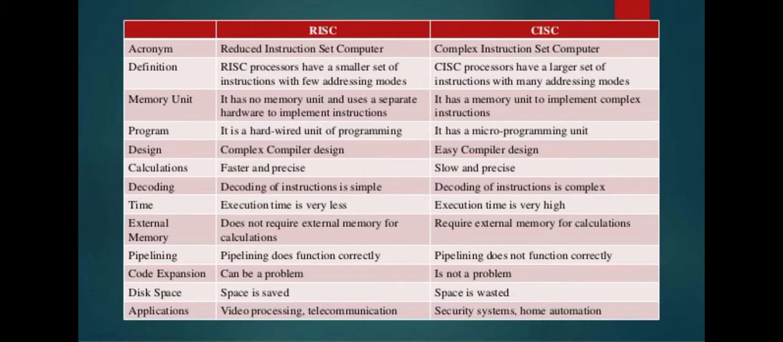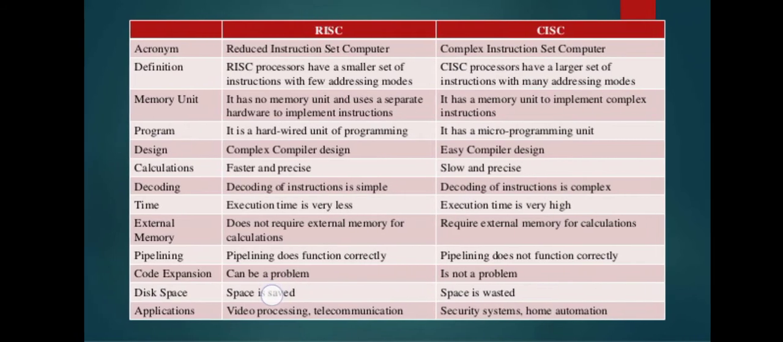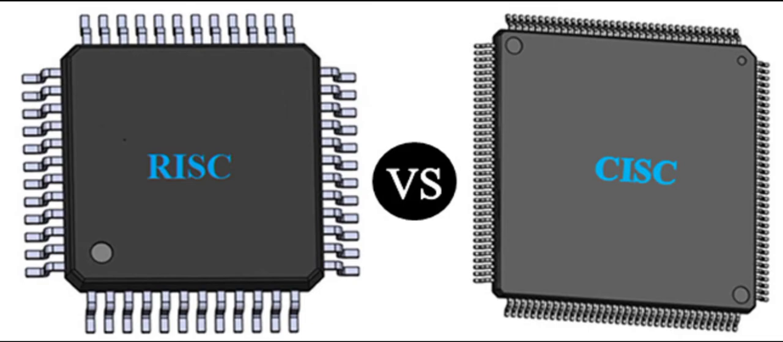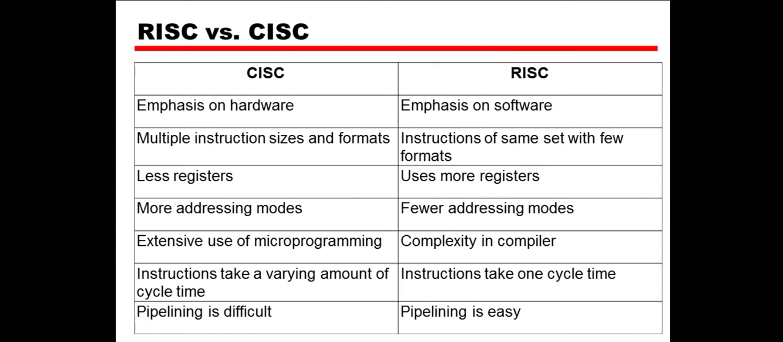Code expansion can be a problem with RISC, while with CISC it is not a problem. Disk space: with RISC space is saved, while with CISC space is wasted. Applications: video processing and telecommunication for RISC, while CISC is used in security systems and home automation. So that's RISC and CISC.